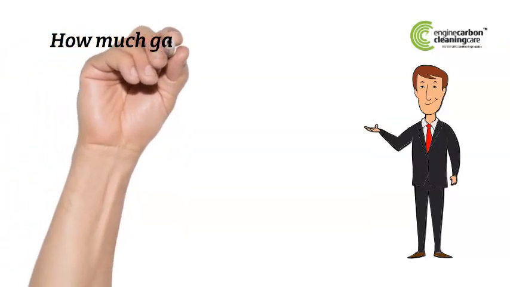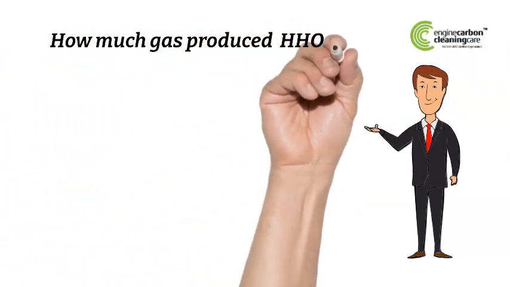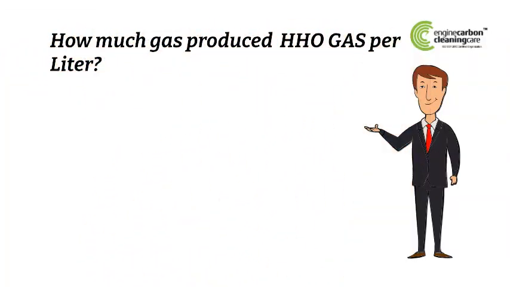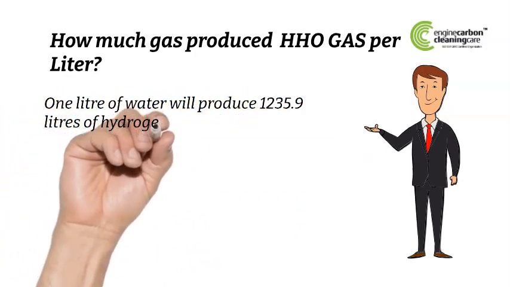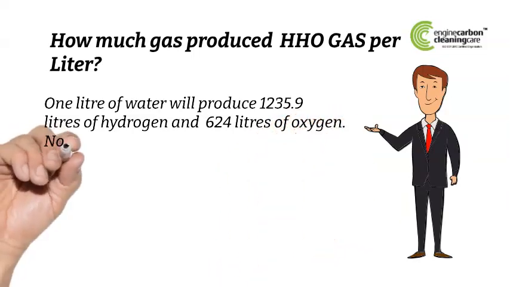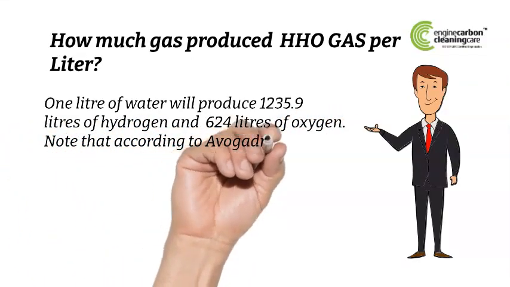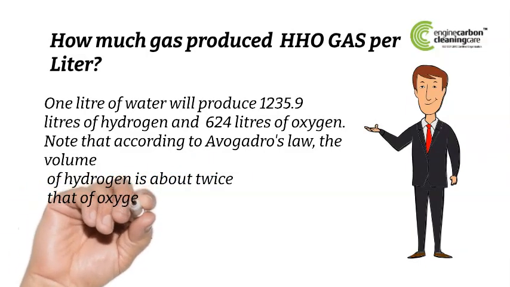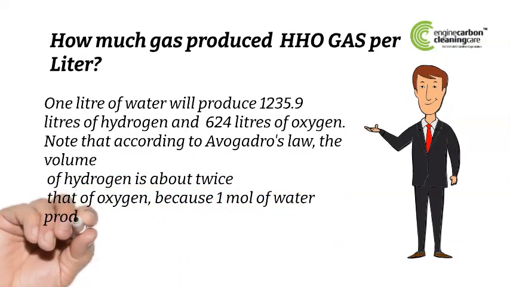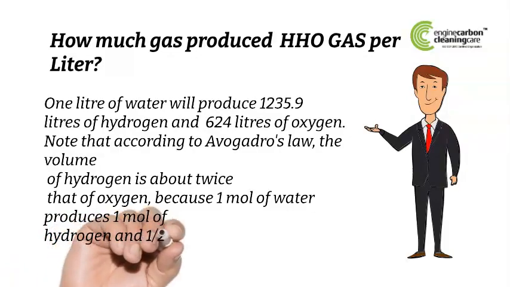How much HHO gas is produced per liter? 1 liter of water will produce 1,235.9 liters of hydrogen and 624 liters of oxygen. Note that according to Avogadro's law, the volume of hydrogen is about twice that of oxygen, because 1 mole of water produces 1 mole of hydrogen and half a mole of oxygen.